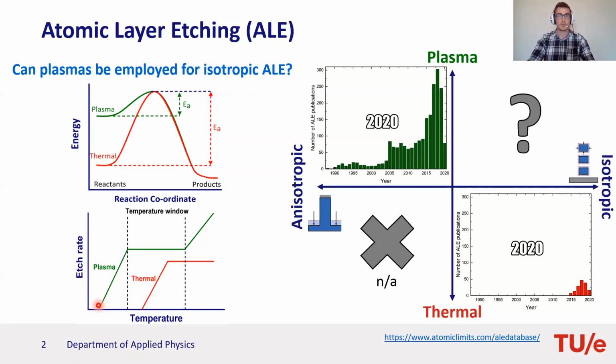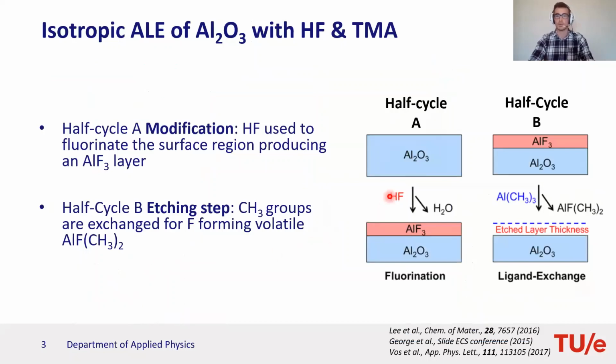So when it came to developing an isotropic plasma atomic layer etch process, we first looked towards the conventional thermal ALE literature. One of the most documented processes in the thermal ALE literature is the etching of aluminium oxide by hydrogen fluoride and TMA. In half cycle A of this process, the surface is fluorinated by hydrogen fluoride, creating this self-limiting aluminium fluoride layer.